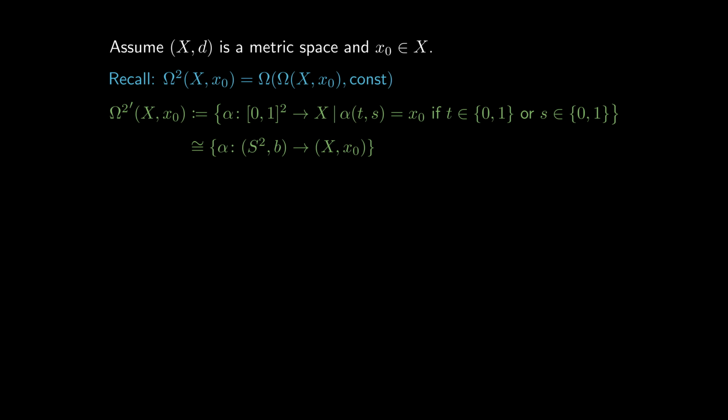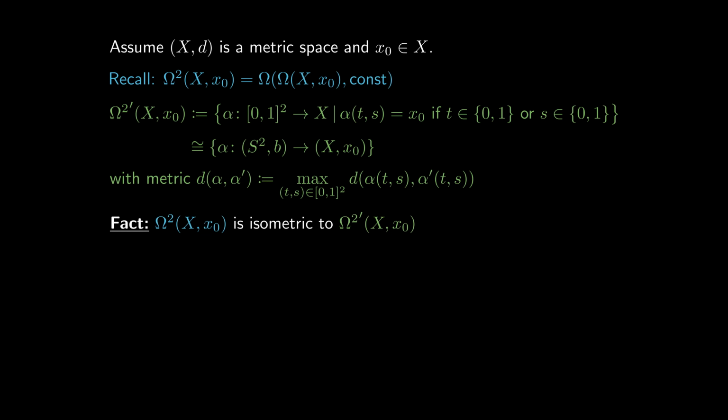Of course, the double loop space should still be a metric space. Let's just use the uniform metric again. Then, as you might hope, the two definitions are equivalent. A loop of loops really is just a sphere. Not only are the two metric spaces homeomorphic, they're actually isometric. There's a distance-preserving correspondence between them.